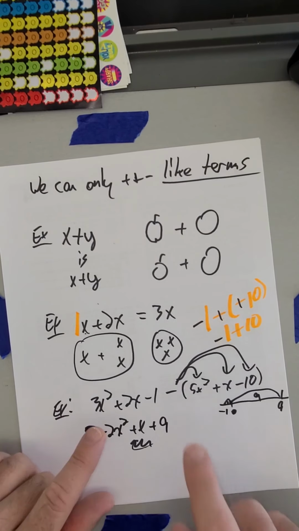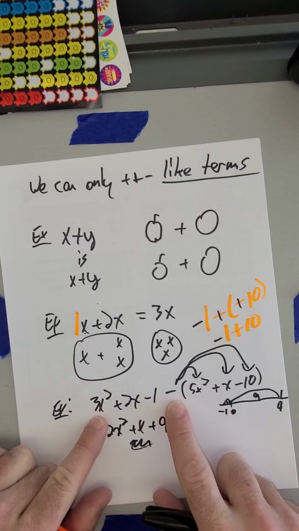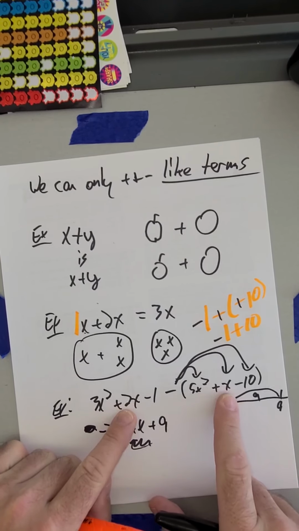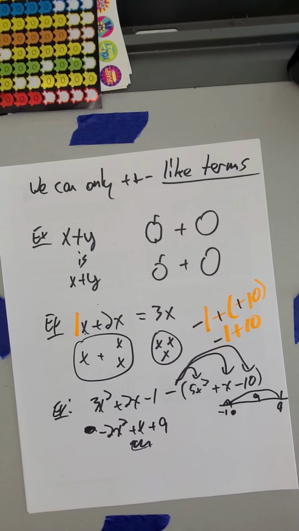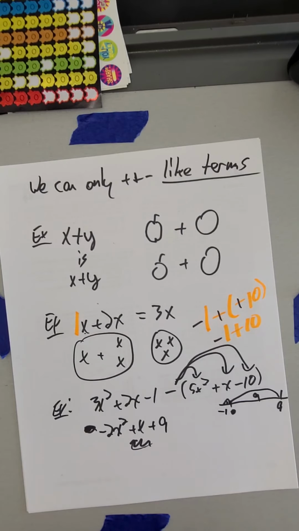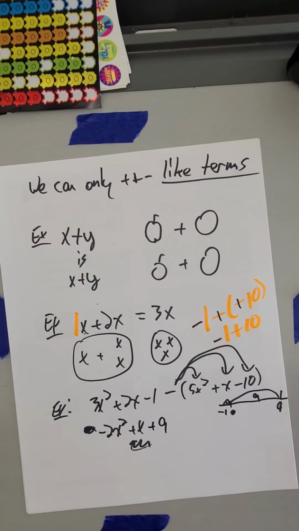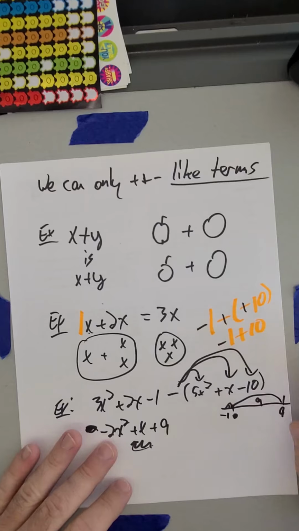So what did we just do? We looked at the like terms. 3x squared minus 5x squared, 2x minus x, negative 1 minus negative 10. If you have any questions, please message me or watch the video on Delta Math. It'll give you some further explanation.